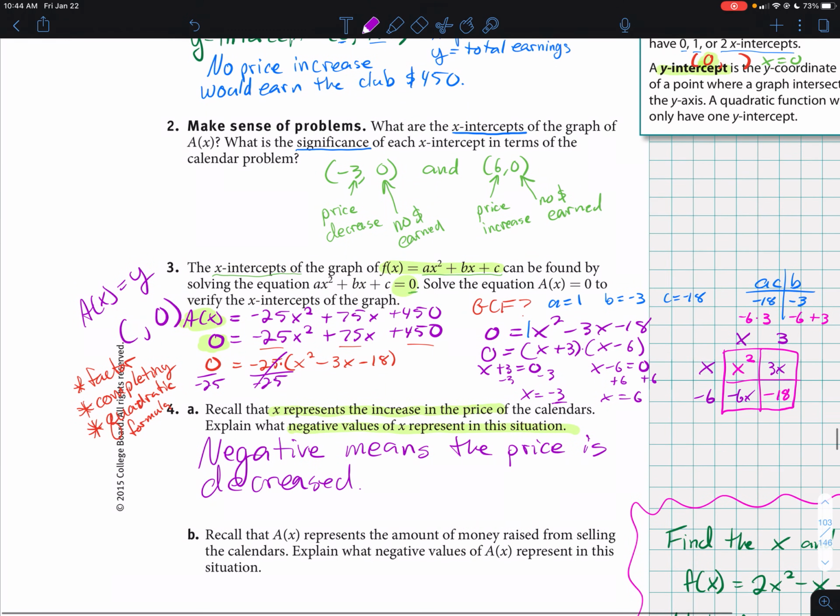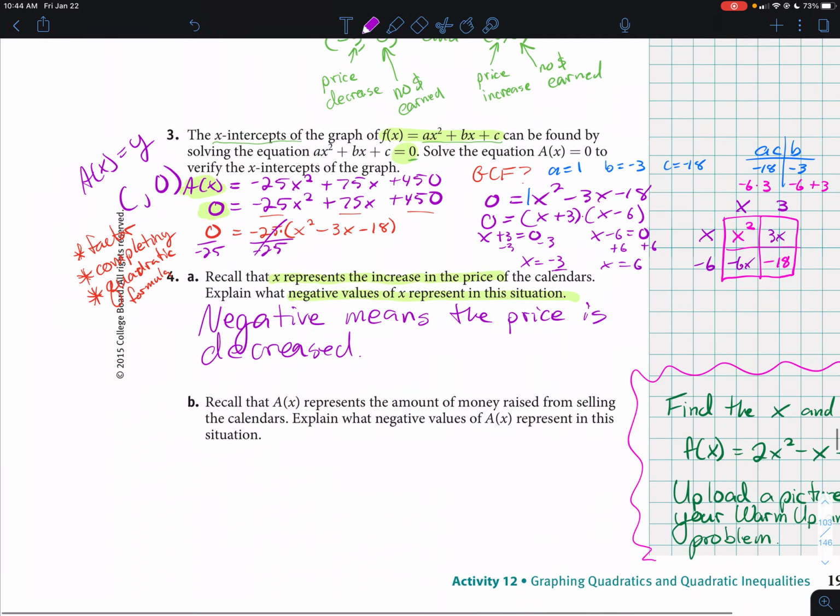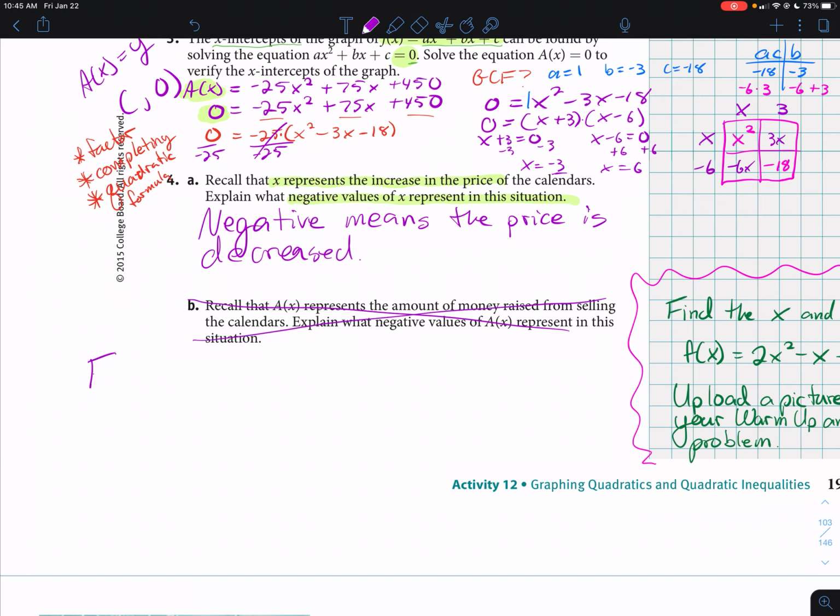Okay, so it's not on this page. So just forget about that question. And to find y-intercepts, that's when x is 0, okay?